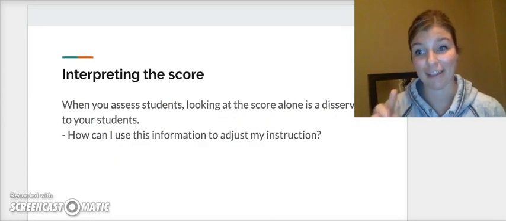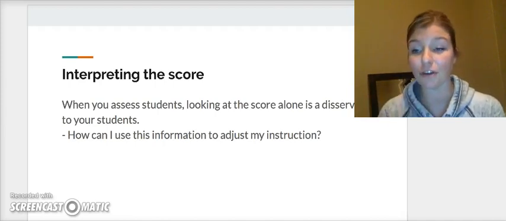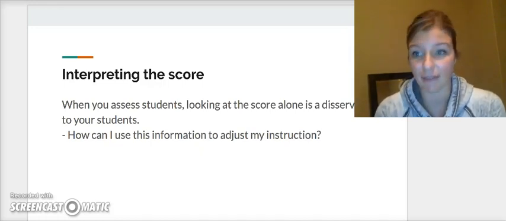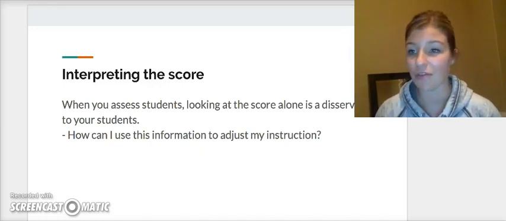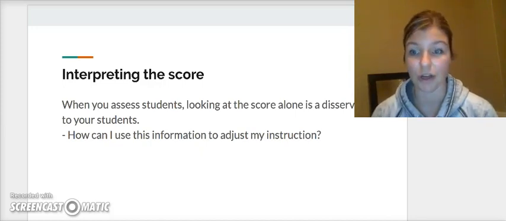Here's another shift. Instead of just reporting that score in the grade book, interpreting the score. When you give a test, which you're going to give tests, and that's fine, let's say you give a 5-question test on something. You want to know if students are learning some concept that you're teaching.